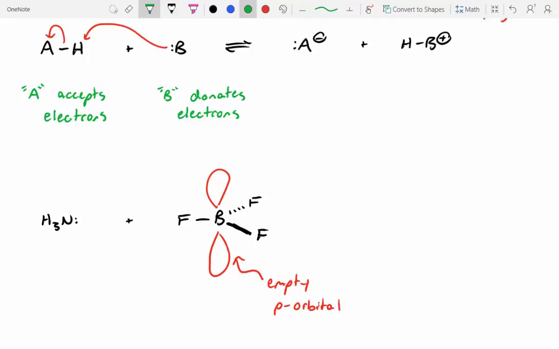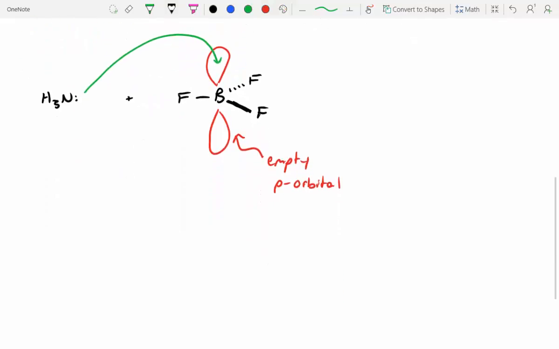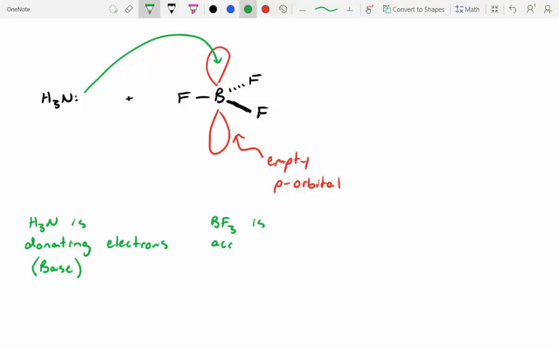That means that the lone pair on ammonia could be donated to that empty p orbital, right? So I'm going to draw those electrons going in. So if we think about this, this is donating electrons. Yep. Does that make it the acid or the base? The base, right? And if we look at boron trifluoride, it's accepting the electrons. It's going to be the acid.